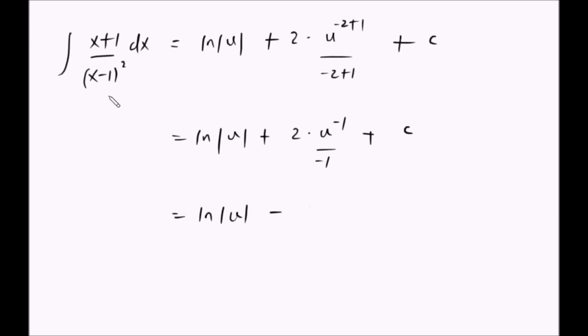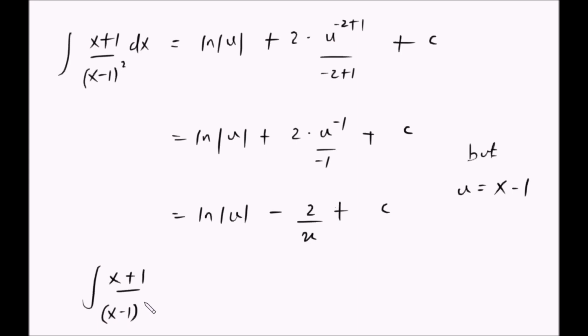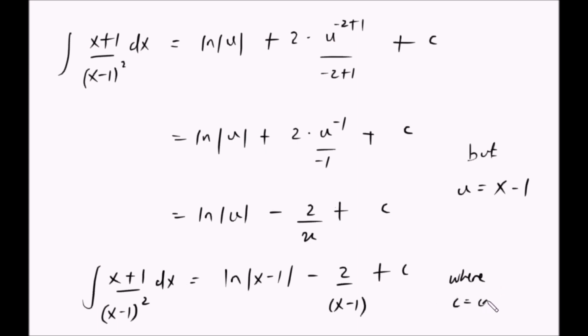No. Okay, so wait here. Minus what? Minus 2 over u plus c. But remember, let u be what? x minus 1. So our final answer for this question will be ln of x minus 1 minus 2 over x minus 1 plus c, where c is what? Constant. So this is the answer for example 2.